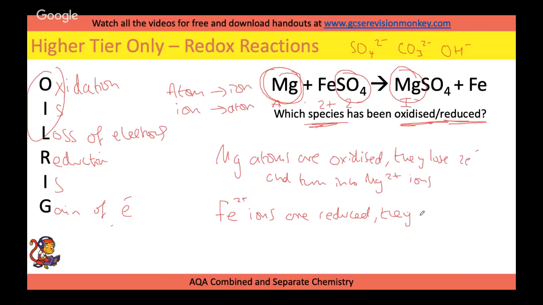They gain 2 electrons and turn into atoms. Okay, so that's redox reactions. The sulfate ion just stays the same. It's an ion there and it's an ion there.